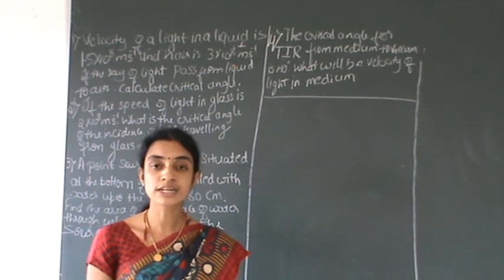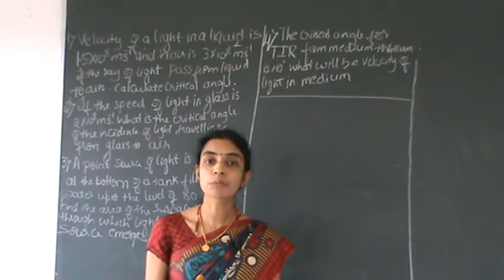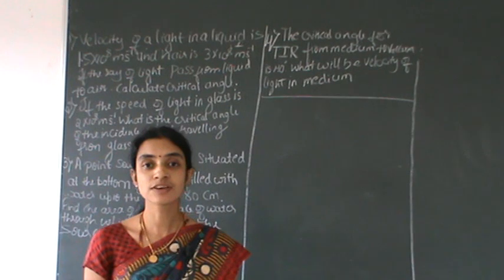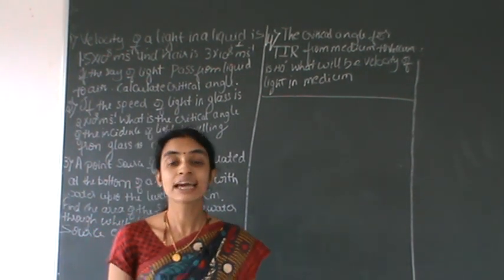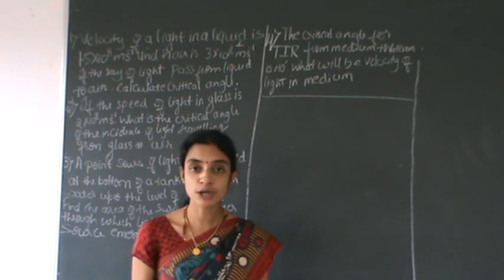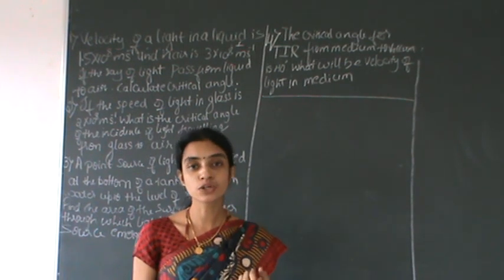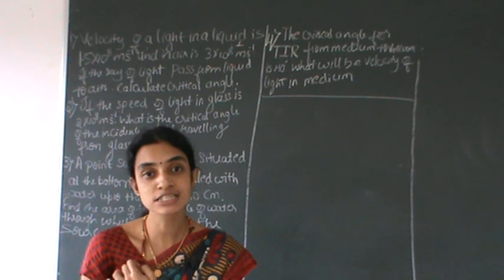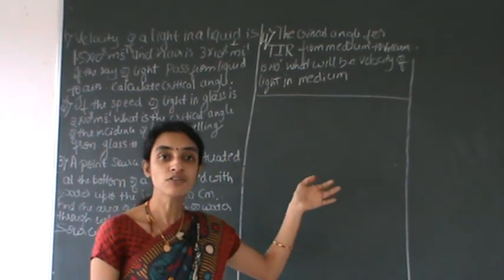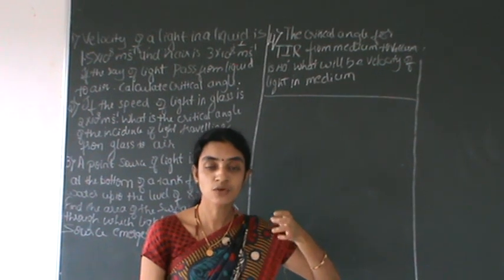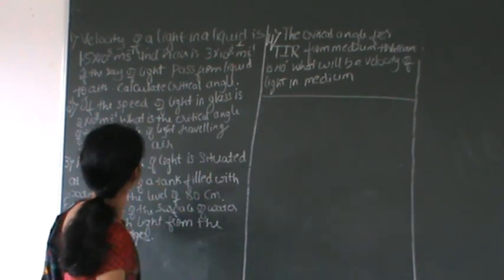Good morning dear students. I am going to solve the problem of total internal reflection, which relates the refractive index and the critical angle. While solving the problem, I am also going to use the absolute refractive index value. When I start to solve, just recall the concepts. Let's see the first problem.